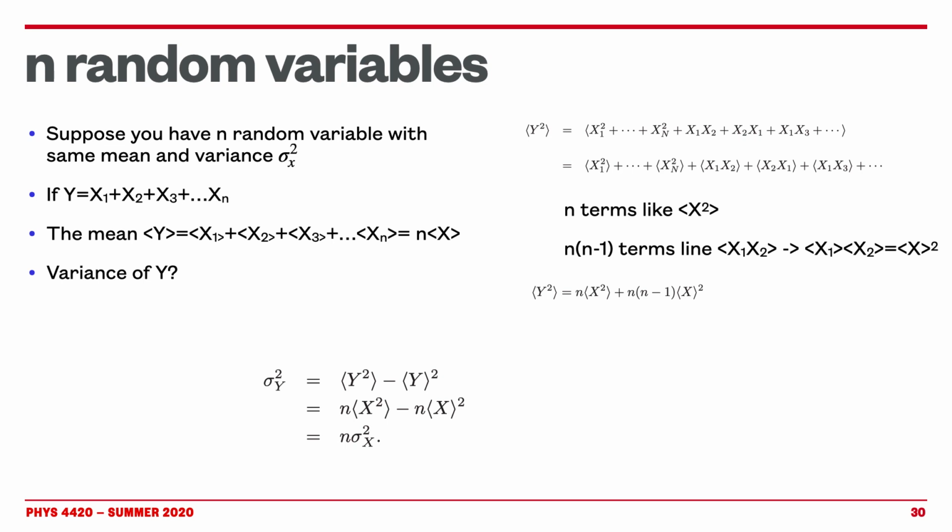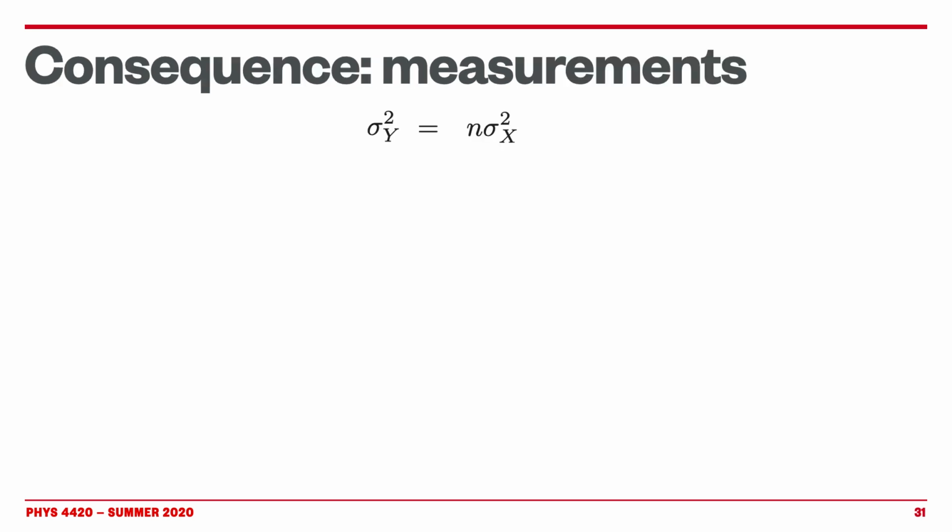So why is that important? Well, that's what we are going to do for the rest of this lecture. We're going to think about why this is important, and I'm going to talk about two examples. The first example is the consequence of this on measurements. Remember that y is the sum of the random variable x when we perform n measurements of the random variable x.